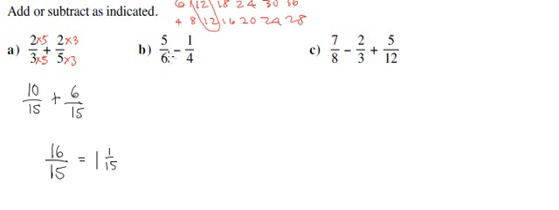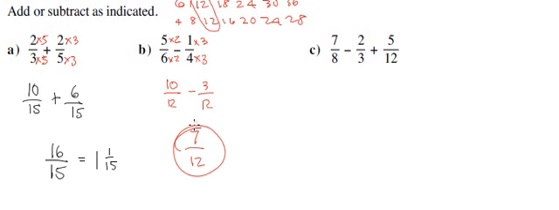So 5 over 6, if I want that to be 12, I have to double it. I have to double the numerator as well. 1 over 4, I have to triple to make 12, so I have to triple this as well. So this ends up being 10 twelfths minus 3 twelfths, and 10 take away 3 makes 7 twelfths. Not bad.